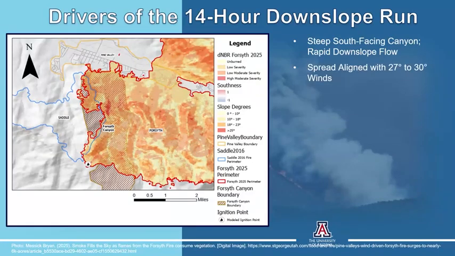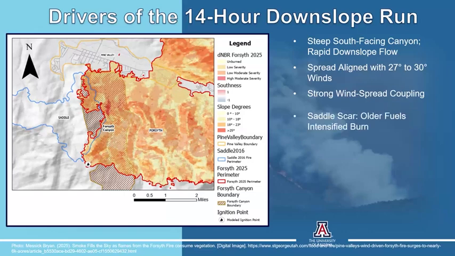The fire spread direction closely matched the wind direction, about 27 to 30 degrees, and that tight wind-spread alignment, shown in the align diff results, intensified the heating and accelerated the forward run. Fuel continuity added another layer of influence. Along the older Saddle fire scar, regrowth in the edge and ring zone supported the high-intensity burning.